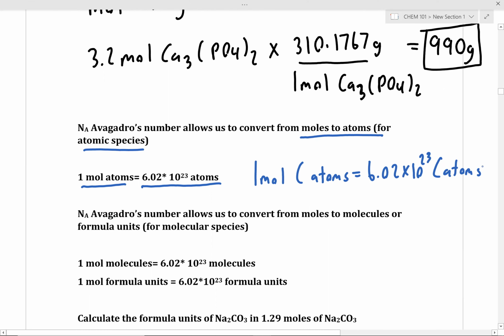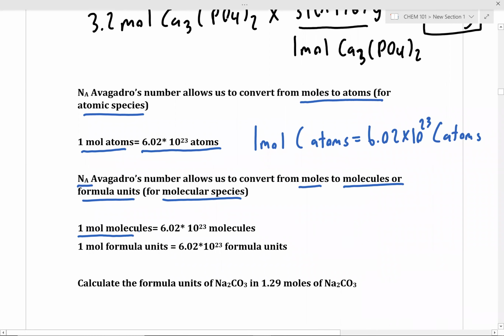Depending on what element you're referring to, you'll change your label to specify the given element. In this case, we're talking about carbon atoms. Additionally, Avogadro's number allows us to convert from moles to molecules or formula units if we're dealing with a molecular species. A mole of molecules is 6.02 times 10 to the 23rd molecules, just like a mole of formula units is 6.02 times 10 to the 23rd formula units.